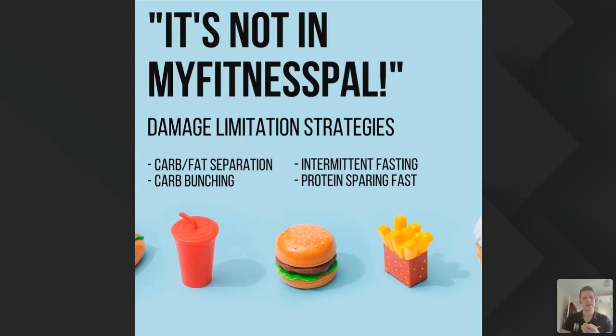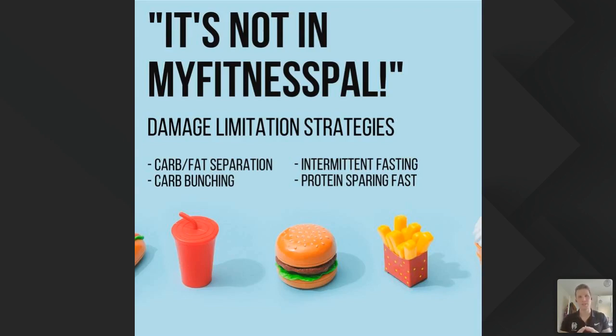So carb and fat separation is essentially not having a high carb and a high fat food combined together at a meal. Ideally you'd want to go for something that's high protein and high to moderate in carbohydrate and then low in fat, or you could go high protein, high to moderate in fat and then low carbohydrate.